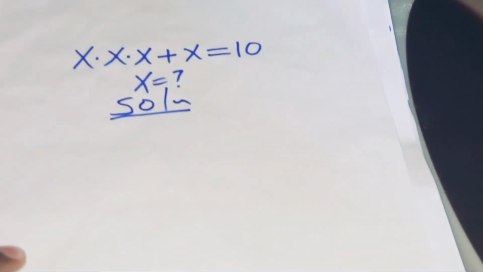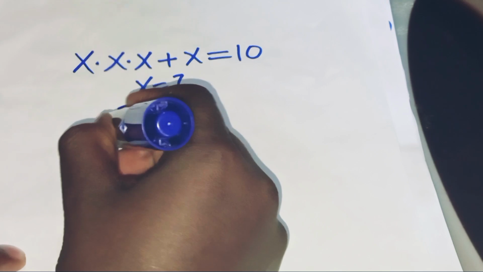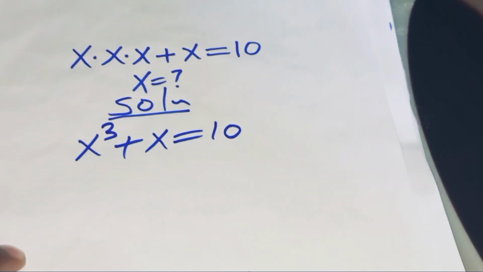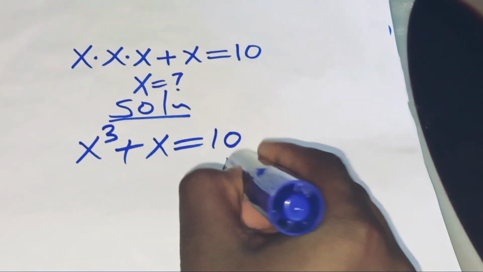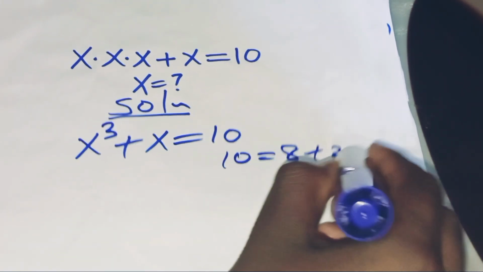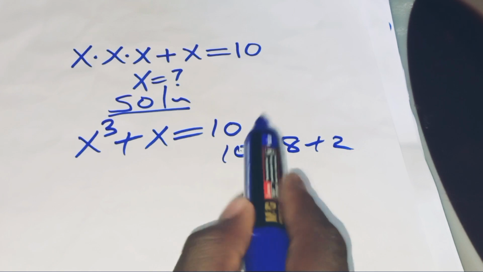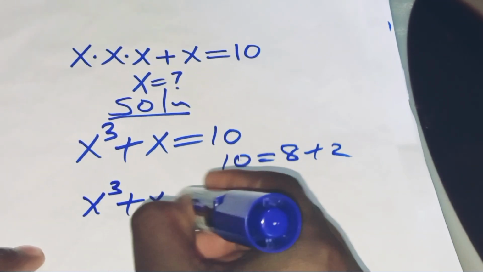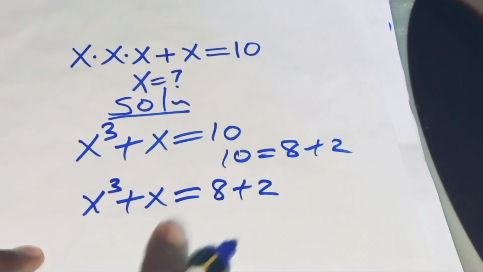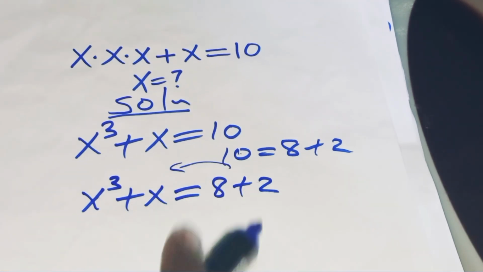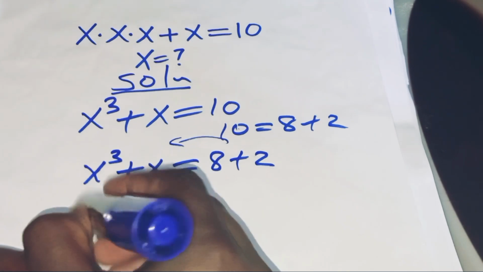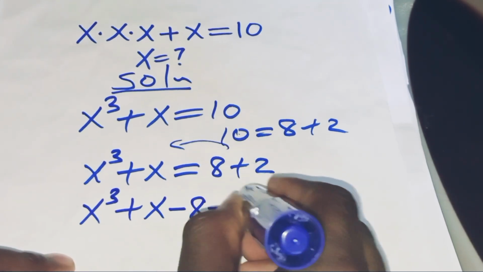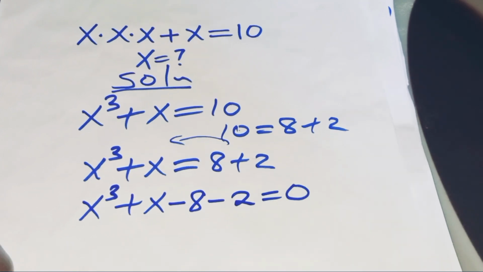We have x times x times x, this is x cubed, plus x, this is equal to 10. Now we can express 10 as 8 plus 2. So if 8 plus 2 is the same thing as 10, that means we'll have x to the power 3 plus x is equal to 8 plus 2. So we take 8 plus 2 to the left hand side, so that we'll have x to the power 3 plus x, subtract 8, subtract 2, this is equal to 0.